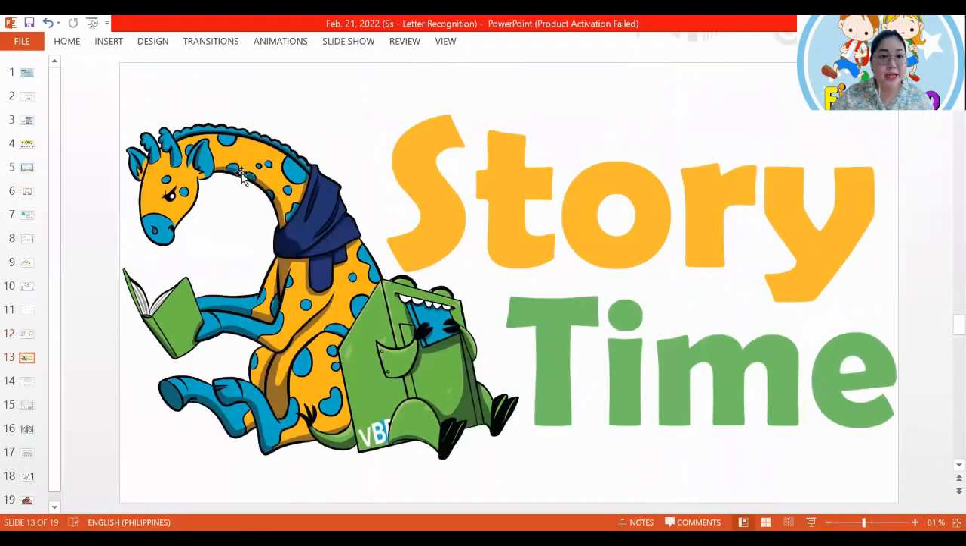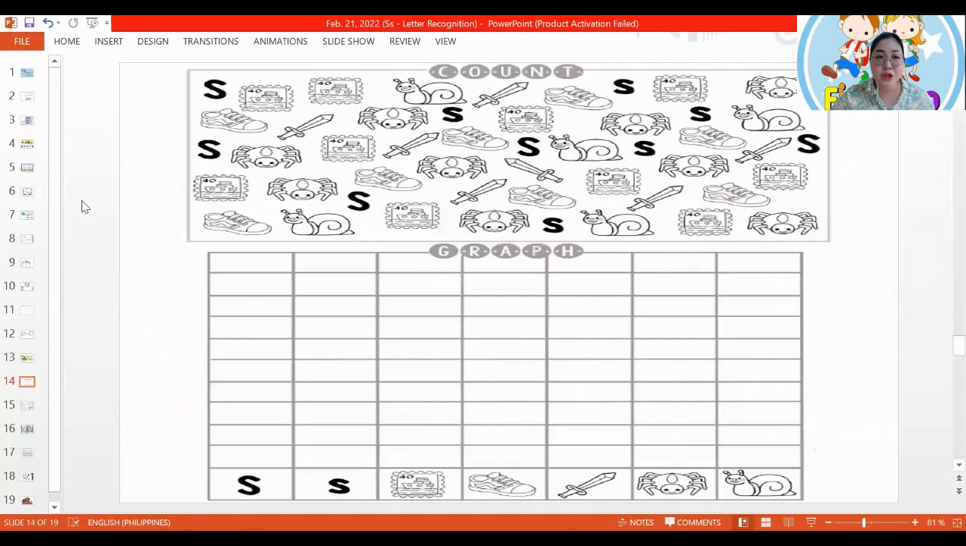It's already story time and snack time. So let's pack away our things. Let's get our snack and watch our story for today. Did you like our story? Very nice. Did you also eat your snack? Ooh, yum, yum, yum. Let's continue with our work.